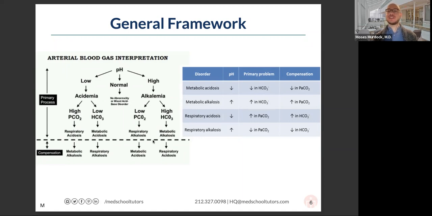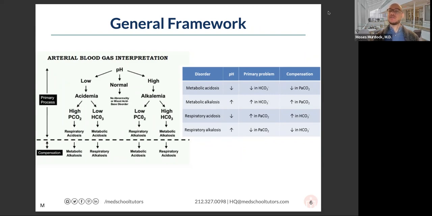And on the right, you just have a table, which I know makes people's heads spin when the arrows are up, down, and you can't tell what's what. But all it's doing is summarizing the 4 big buckets, right? You can almost think of it like a 2x2 table. You're either in metabolic acidosis, metabolic alkalosis, or you're in the respiratory world. Respiratory acidosis, respiratory alkalosis. The third column there shows what the primary problem is. In every case, if it's respiratory, it's a CO2 problem. If it's metabolic, it's a bicarb problem.